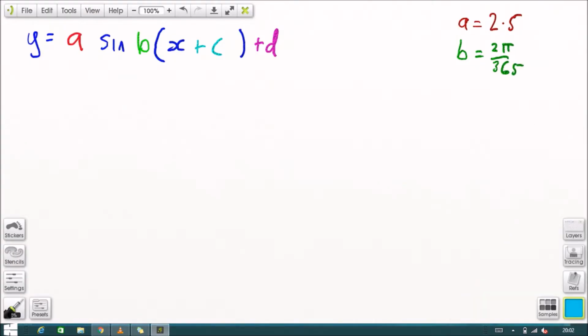So our b value is going to be 2 pi to compress it to 1, divided by 365 to make it a whole year for a cycle. Right, now we'll focus on d. We'll come back to c.